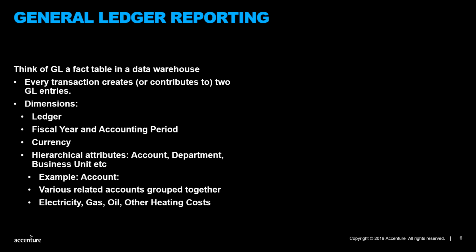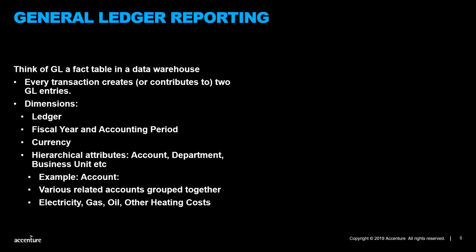You can have different ledgers for different reporting requirements or different legislatures. There will be the fiscal year and accounting period into which that transaction goes for reporting purposes. It'll have a currency, and there will be a number of other attributes that describe aspects of the business: the account, the department, the business operating unit.